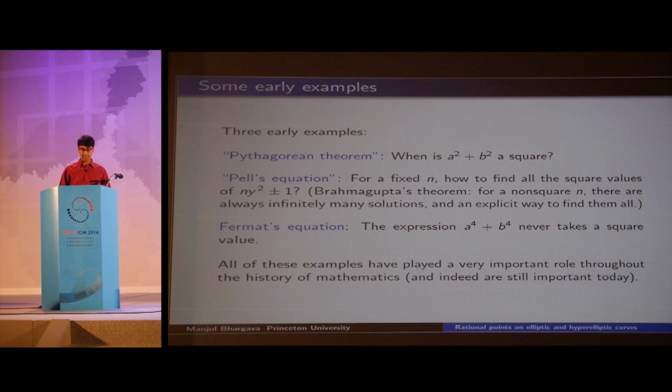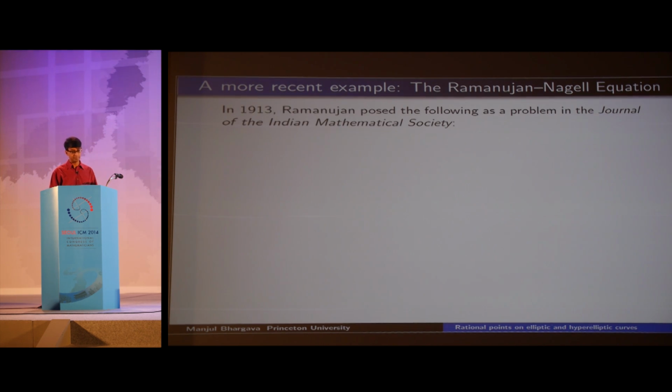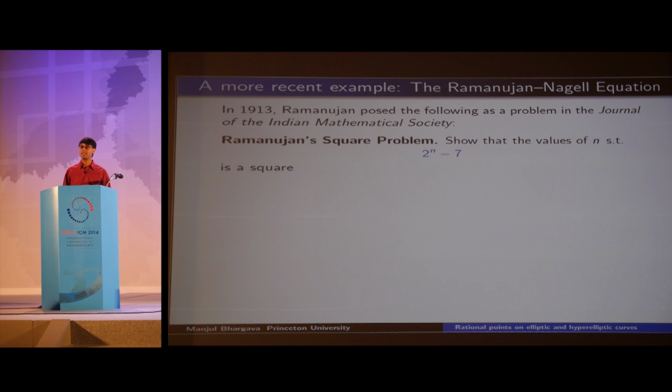Let me give you one more example of a square equation, a mathematical expression where one has been interested in knowing the square values. It's called the Ramanujan-Nagel equation. So in 1913, Ramanujan posed the following problem in the Journal of the Indian Mathematical Society. The problem asked: what are the values of n such that 2 to the n minus 7 is a square?